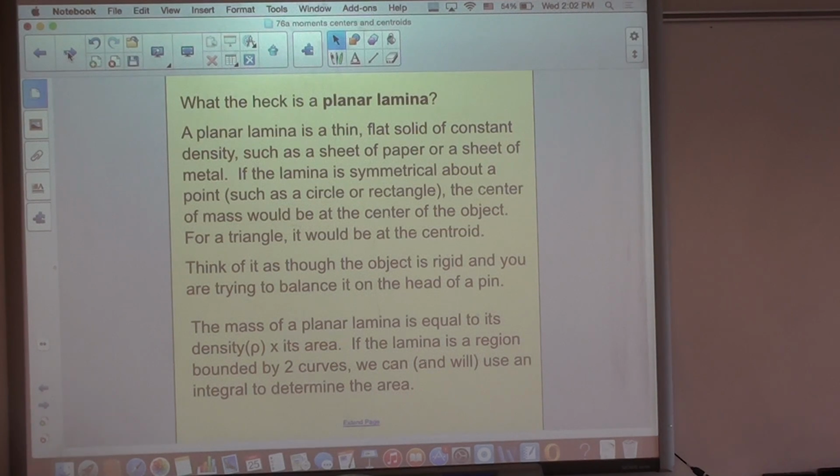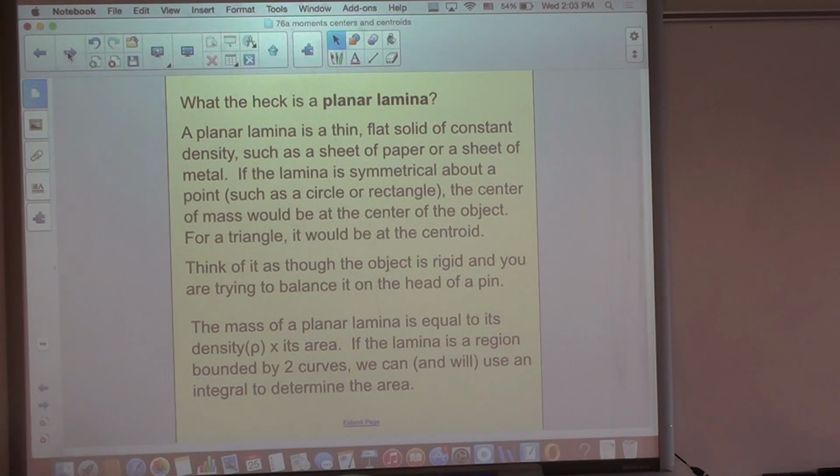If the lamina is symmetric about a point, such as a circle or a rectangle, then the center of mass would be at the center of the object. Yes? Flat doesn't mean that it has no depth. It has thickness, but it's uniform. Let's say of uniform thickness or density, I guess both, really. So anyway, a planar lamina.